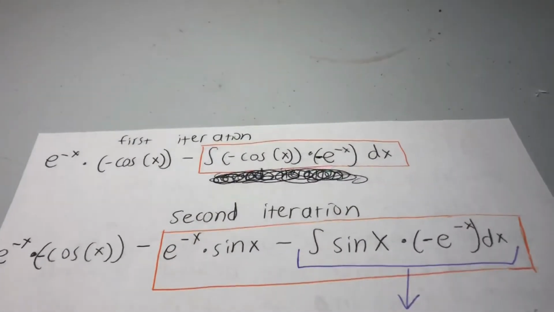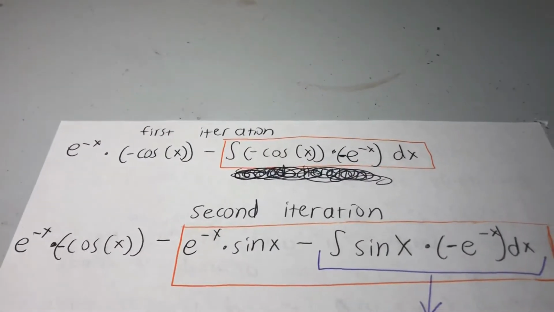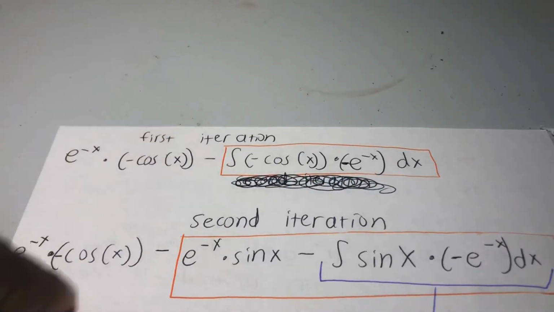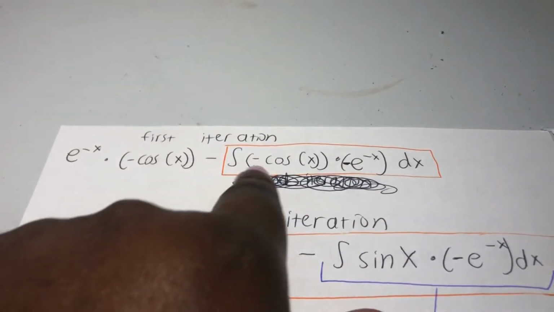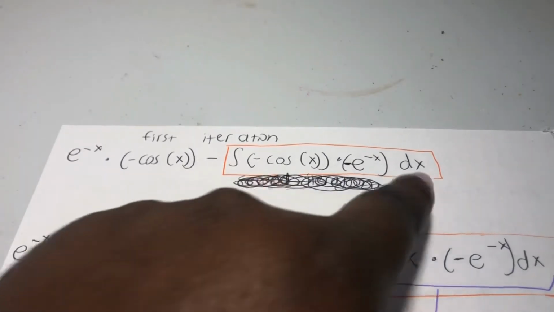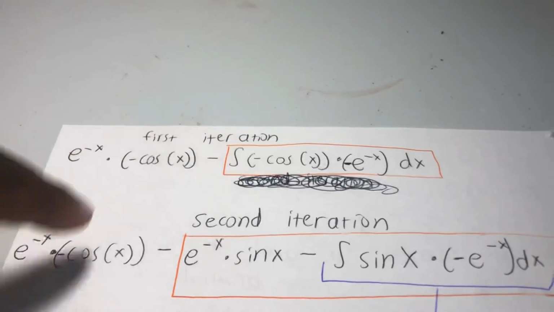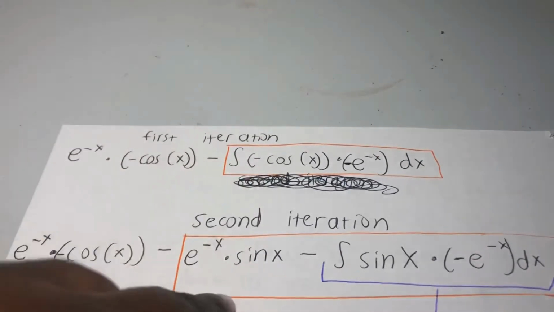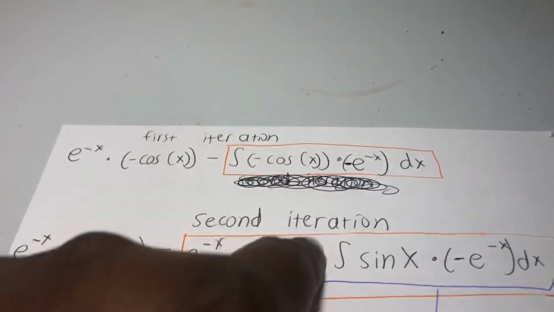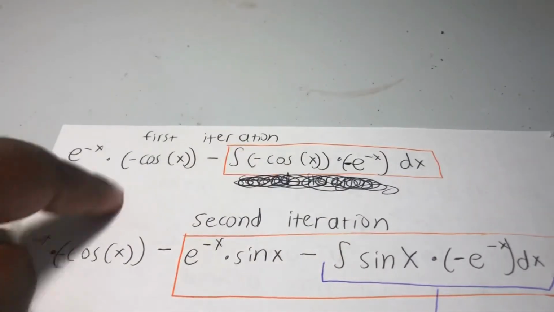For the second iteration, we got this. I just brought this down, and then I did uv minus v du to this. So when you do uv minus v du to this integral right here, you get this. I brought this down and then did the second iteration, and this is what we got for the uv minus v du of this. They're both in the orange box, and then this is just brought down.